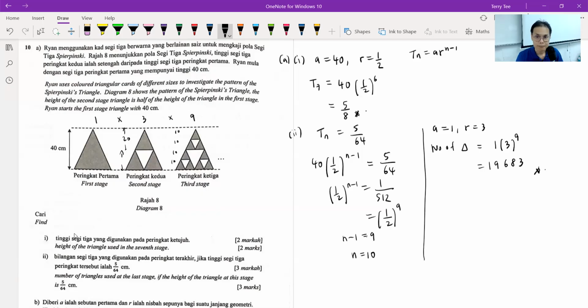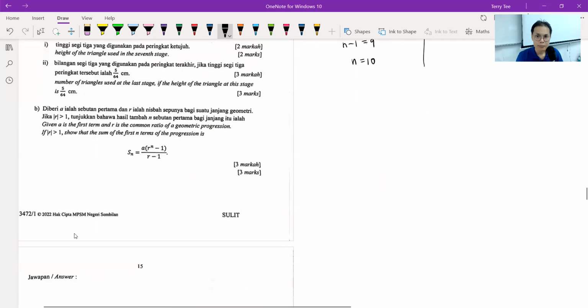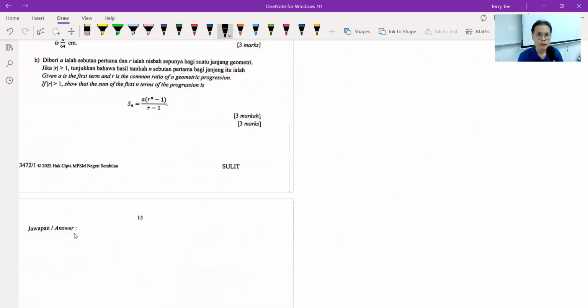Okay, that is only part A. Moving on to part B. You're given that A is the first term and R is the common ratio of a geometric progression. If the magnitude of R is more than 1, show that the sum of this progression is this.